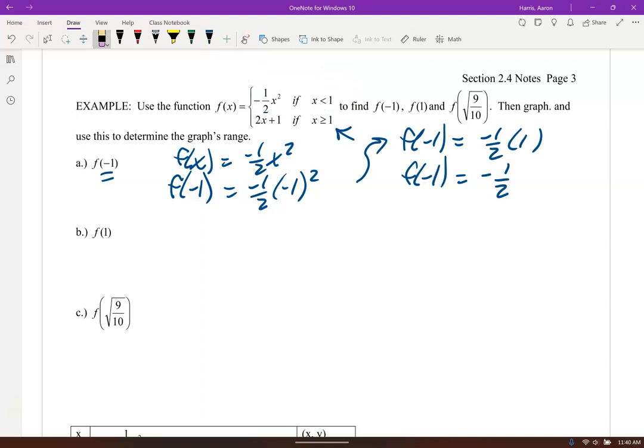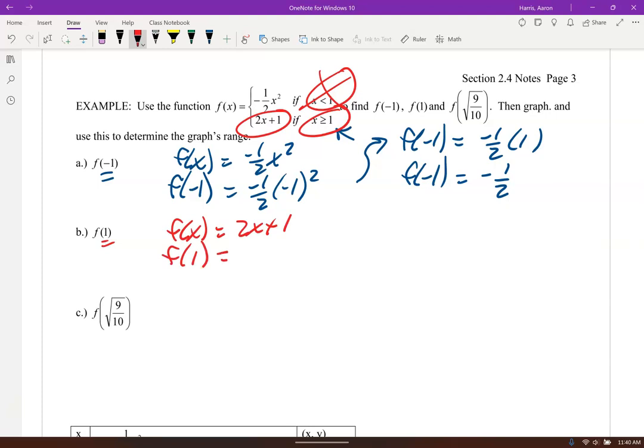Let's do the next one here. Next one, f of 1. Is 1 less than 1? No, it's not. 1 is greater than or equal to 1, so I'm going to use the bottom one. f of x equals 2x plus 1. f of 1 would be 2 times 1 plus 1, so f of 1 would be 3.